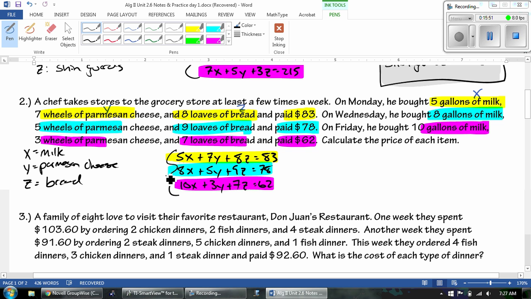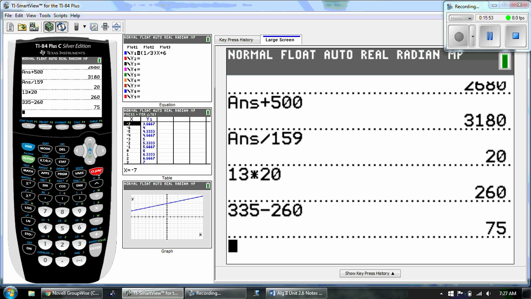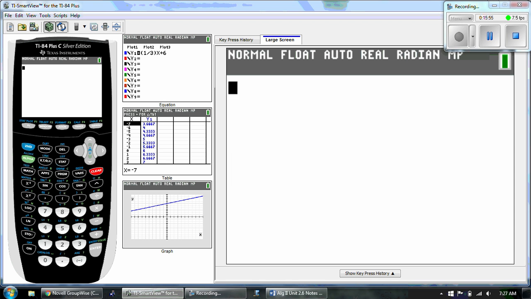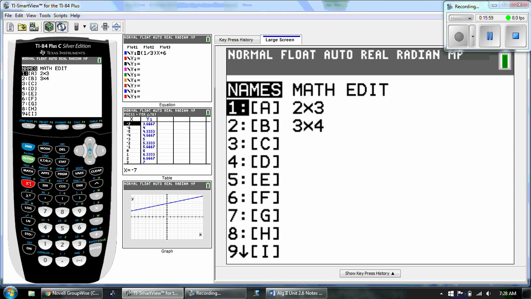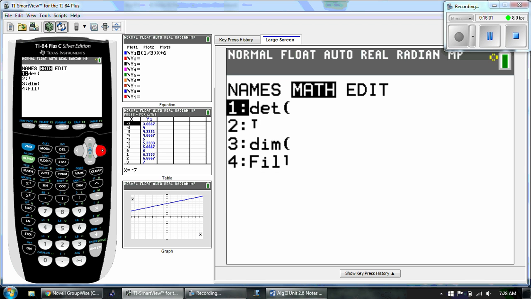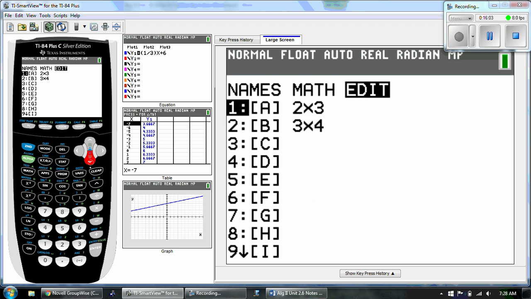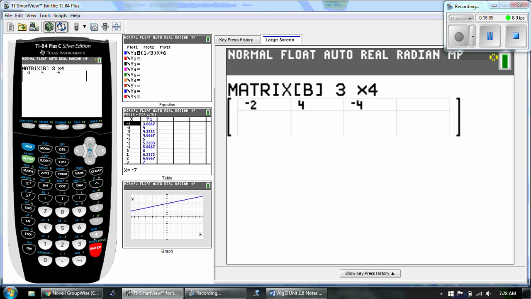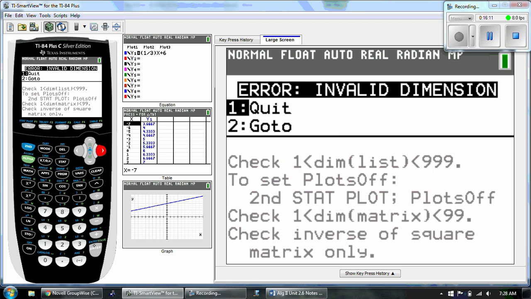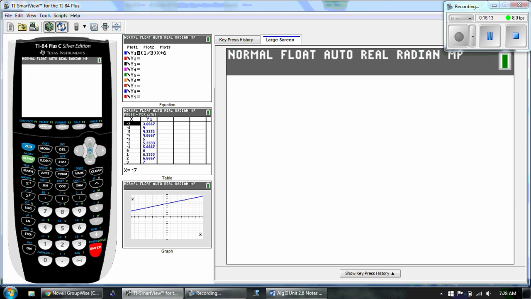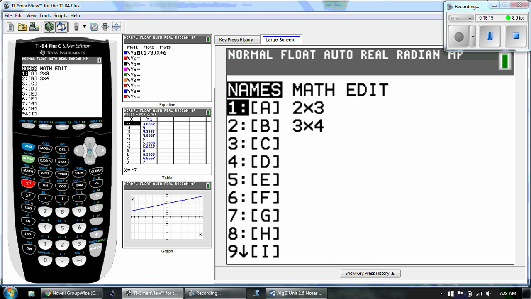Now, guess what? We could use our calculator, thankfully. Oh, that wasn't too bad. Don't cry. Okay, so I'm going to go to our matrices real quick, and I'm going to edit my B, just so mine looks the same as yours. Oh, sorry. Oh well, mine's already set up.